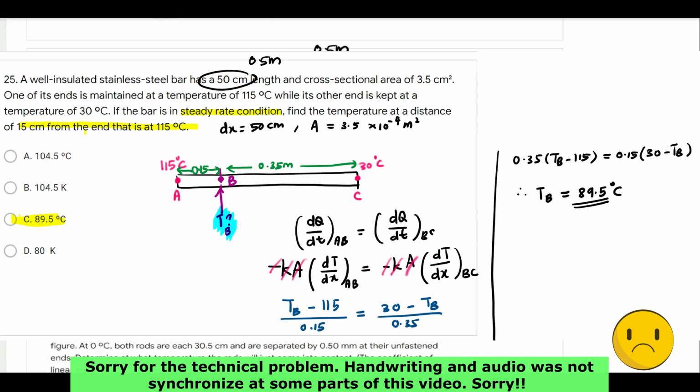So we gonna have, tak muat saya buat kat tepi ni, 0.35 times TB minus 115, and then it's equal to 0.15 times 30 minus TB. Okay, so awak selesaikan. Finally, you're gonna have TB is equal to 89.5 degrees Celsius. Okay, and the answer is C.